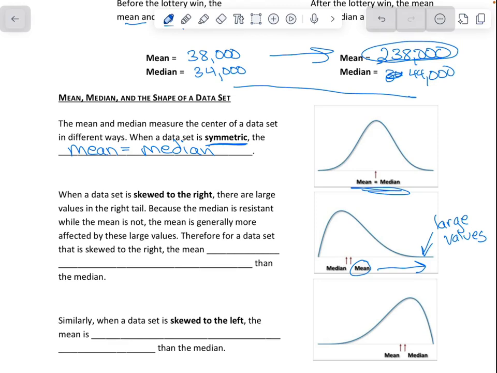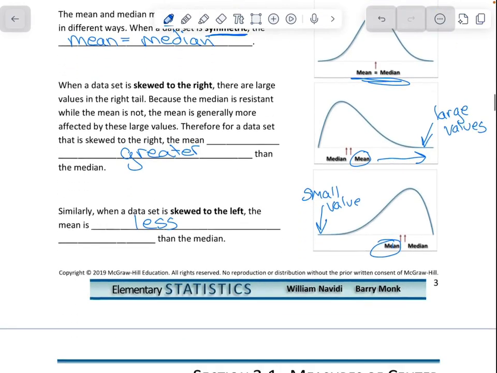So the mean would be greater than the median if we're skewed right. If you're skewed left, that means I have a really, really small value, an extra small value. That's going to pull the mean to the left. So the mean is less than the median if we've got a left skew.